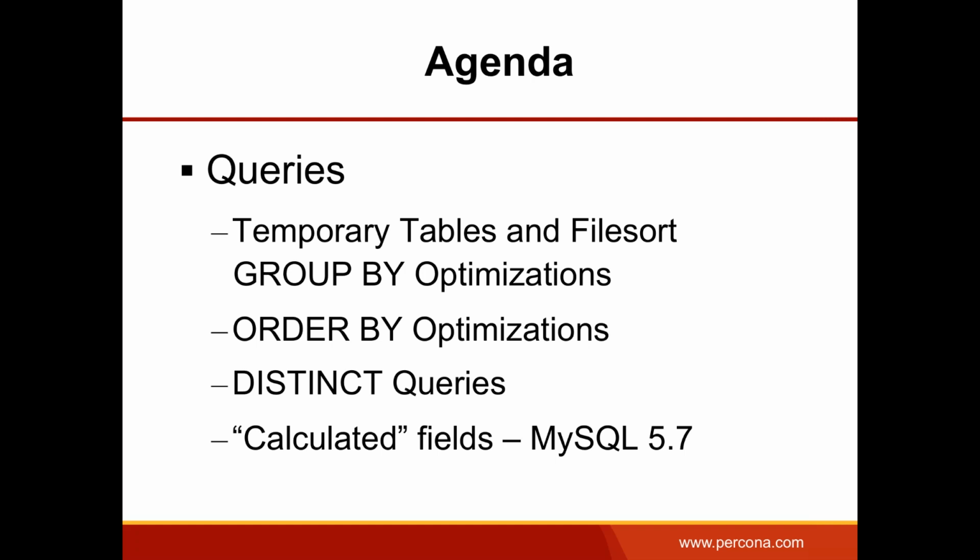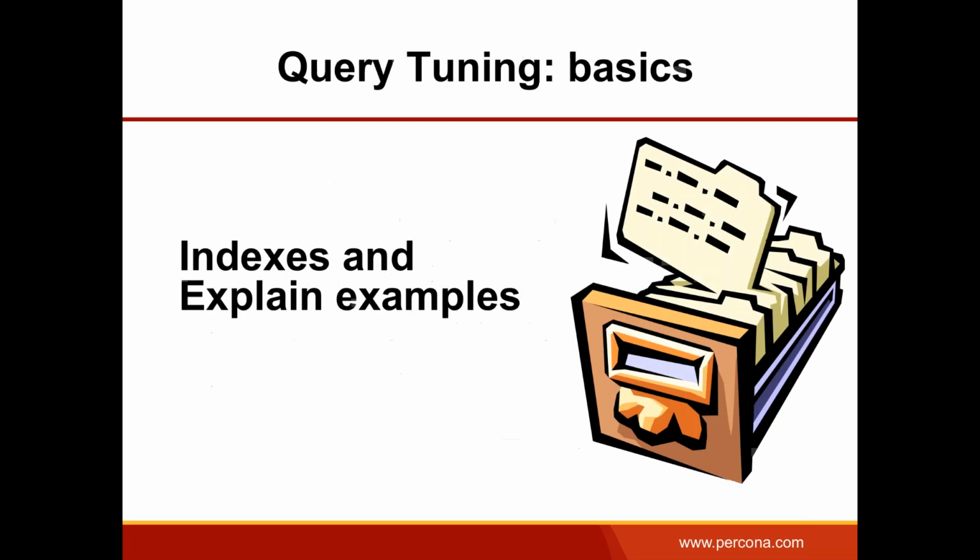So today's agenda, we will talk about the queries and how to optimize them. Those will cover the queries that you will usually find in the MySQL slow query log. Those involve group by and order by and distinct queries. Now, I have also included a new feature in MySQL 5.7. MySQL 5.7 is not released yet, but it has a very interesting feature called calculated fields, and we will talk about that today. So let's start.